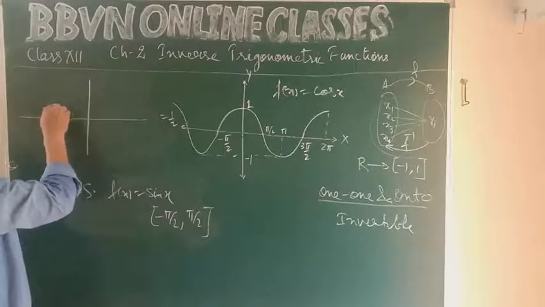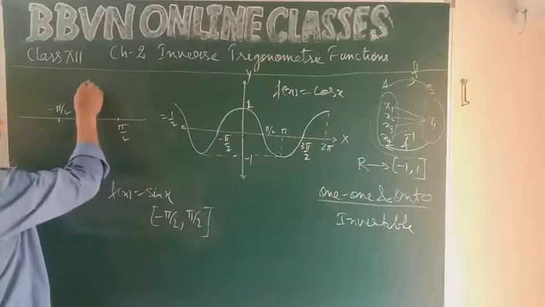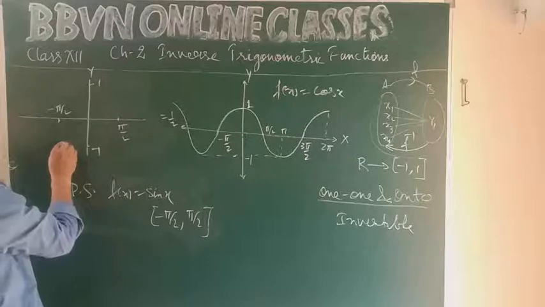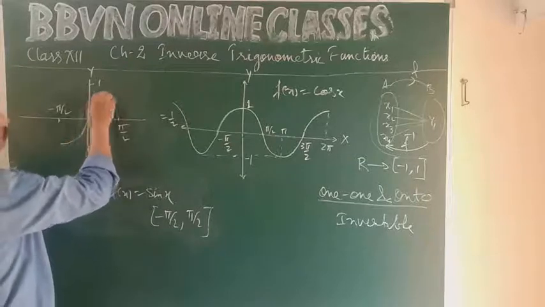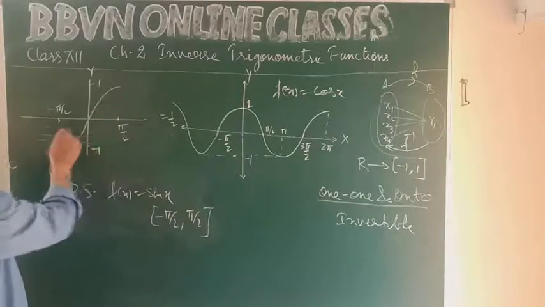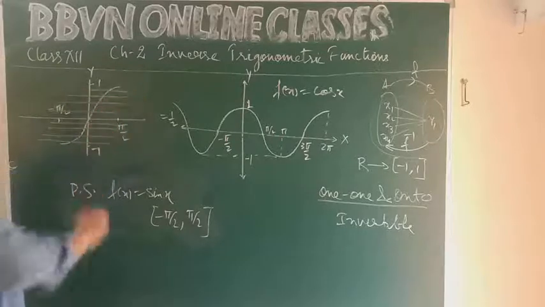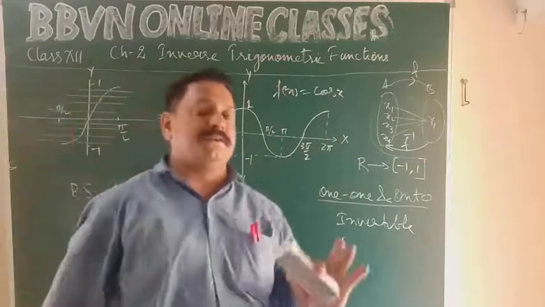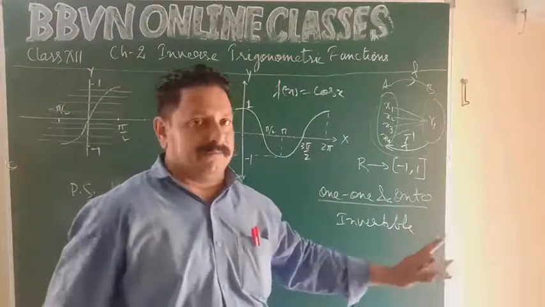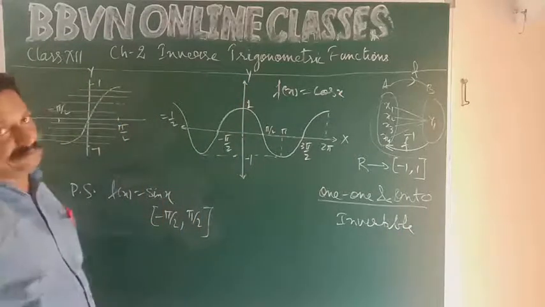This is minus pi by 2 and this is plus pi by 2. This is minus 1 and this is 1. So look at the graph. This is the graph. Now, if I go for the horizontal line test, this graph clearly passes the test. For one value of x, you have only one unique value of y. So it is definitely a 1-1 function from minus pi by 2 to plus pi by 2.